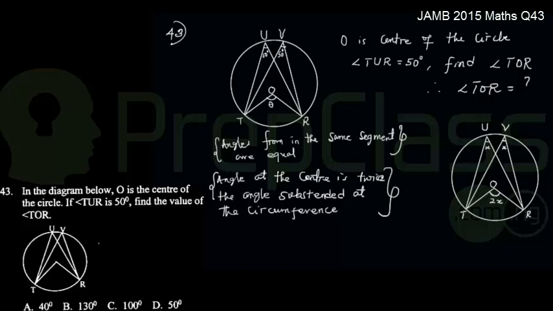So basically from this point we can therefore say that if the angle at the circumference is 50 degrees, then theta will be twice the angle at the circumference. That means theta will be twice of 50 degrees. That means 2 times 50 will give me the value of theta.